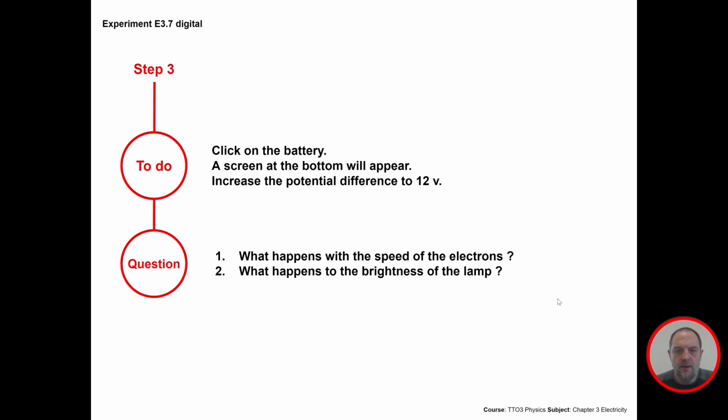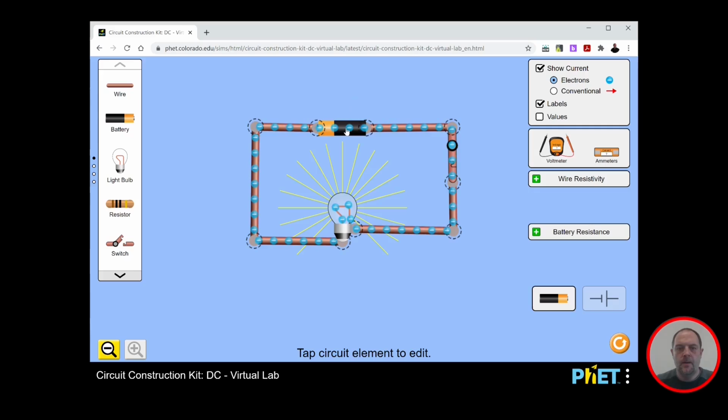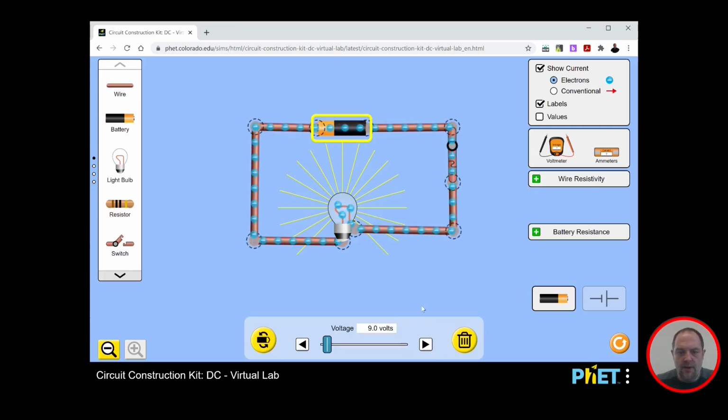Step number 3, click on the battery and now increase the potential difference to 12 volts. Question 1, what happens with the speed of the electrons and what happens to the brightness of the lamp? So let me click again on the battery and you see over here the voltage again, the potential difference. If I start increasing the potential difference, you immediately see that the electrons start flowing faster and faster. See that happening over here.